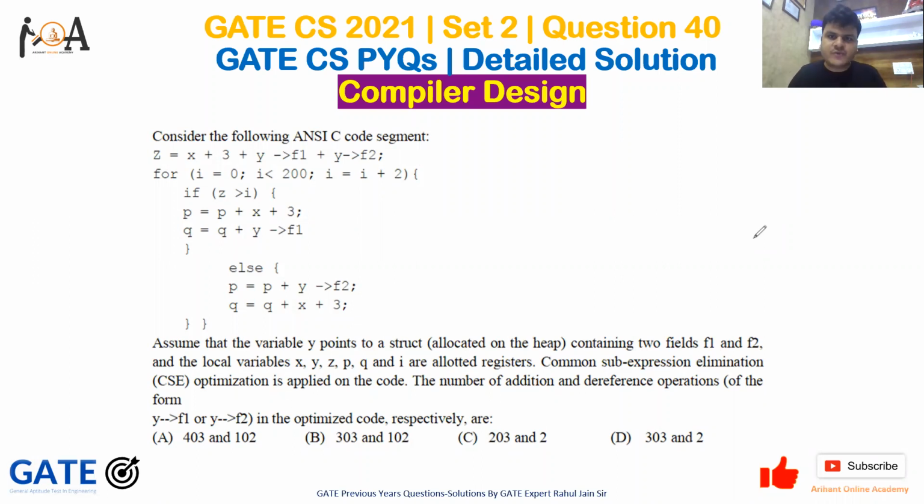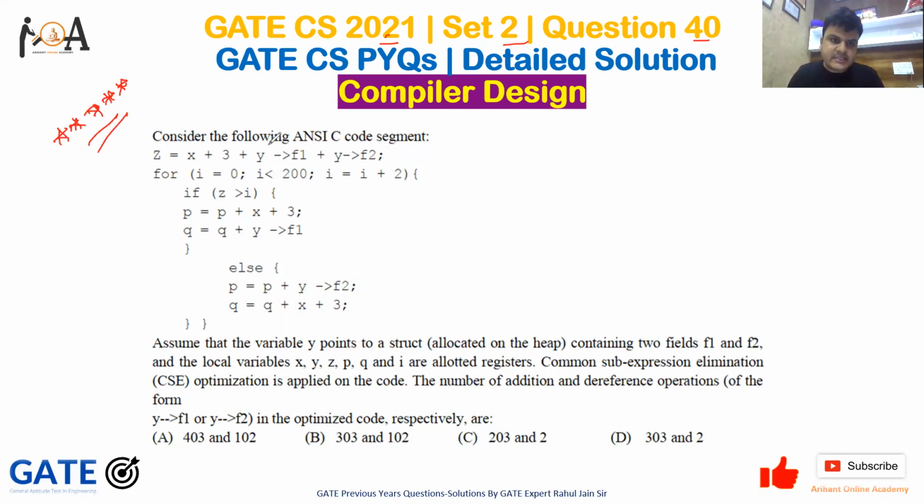Very important question of compiler design which was recently asked in GATE CS 2021 exam from set 2, question number 40. Very important question, very easy to solve, just need to focus on the concept of the question, right? So I am marking it a 5-star question for upcoming exams of CSIT, that in the upcoming CSIT exam you can get such kind of questions, right?